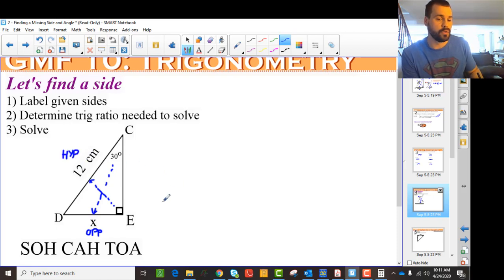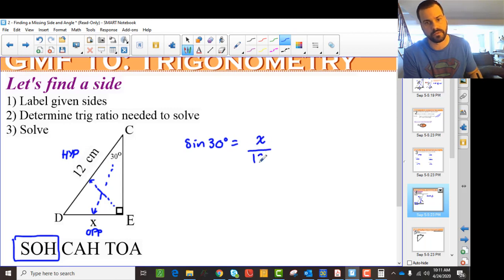And so I'm looking for the opposite side, and I have the hypotenuse. So I'm going to identify right away, I need to use sine. All right? Because sine is the ratio of opposite over hypotenuse, and that's what I have. And I'm going to write it out. So I'm going to write out sine of 30 is equal to x over 12. Okay? And then I'm going to try to solve for x.